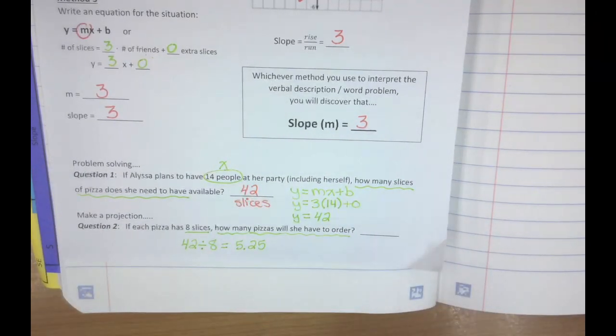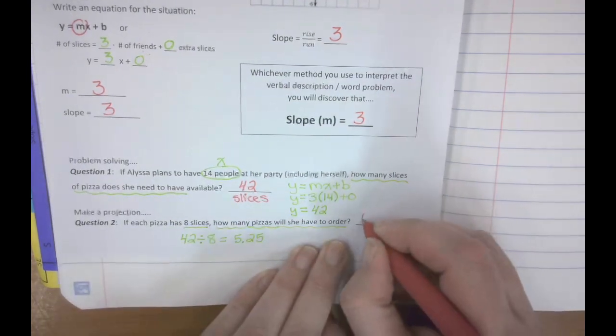Now, last I knew, you could not call up Domino's and order a quarter of a pizza. So we're going to have a whole number for our answer here. Usually with rounding, we would round down to 5, because this 0.25, that's a quarter, that's less than a half. However, if she only orders 5 pizzas, there's going to be a couple of friends that get shortchanged. They only have 2 slices instead of 3. That's not fair, right? So in this case, even though the normal thing to do would be to round down, we're actually going to round up to 6.